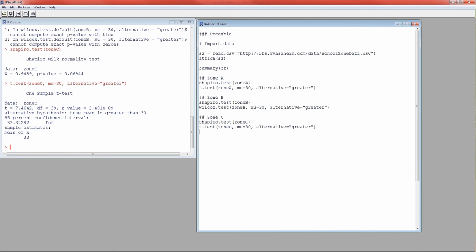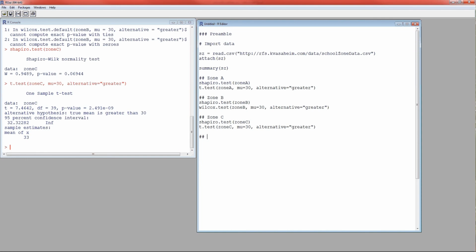P-value, again, less than alpha. This t-test is our primary test. It's testing the original research null hypothesis. P-value is less than alpha. We reject the original null hypothesis. Conclude that mu is indeed greater than 30.